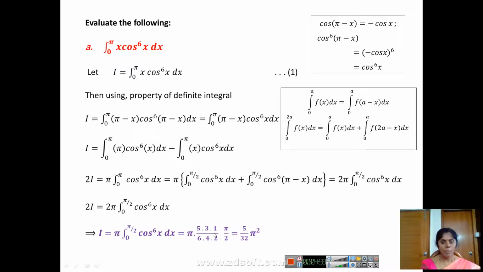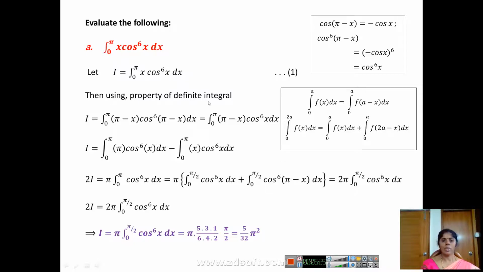So based on these properties of integrals, we can solve some of the problems. Evaluate the following. First one, here it is given integral 0 to pi x into cos to the power 6 x dx. Let I equal integral 0 to pi x into cos to the power 6 x dx.